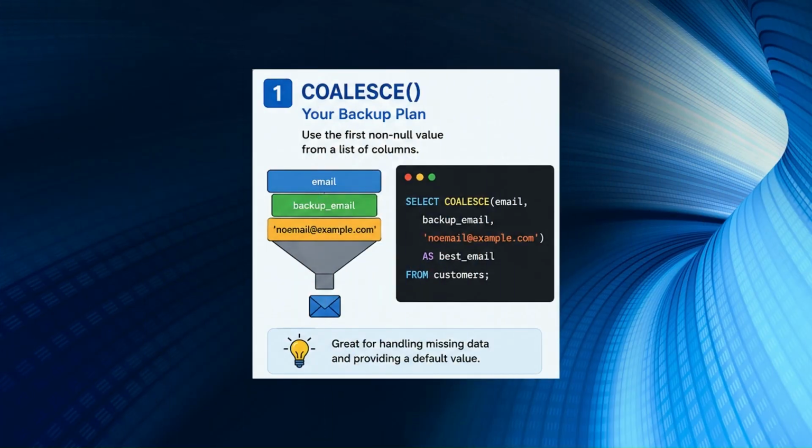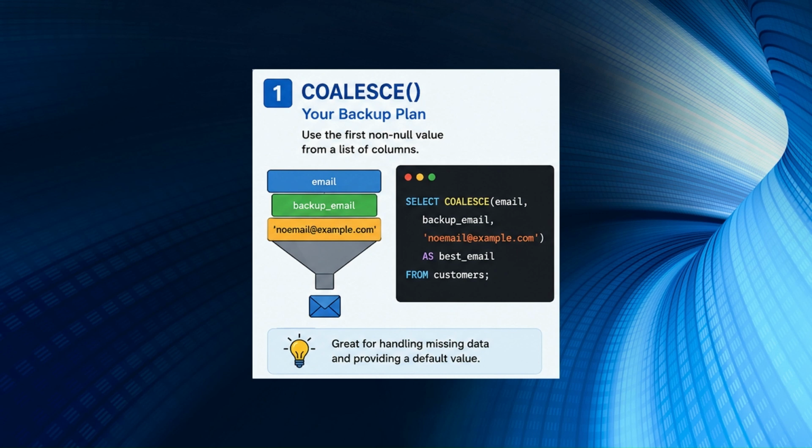In real databases, data is never perfect. Some fields are empty. Some values are null. Some people forgot to enter information. That's where COALESCE becomes super useful. Let's learn with the example. SELECT COALESCE(email, backup_mail, 'new@example.com') AS best_email FROM customers. What this does is simple.